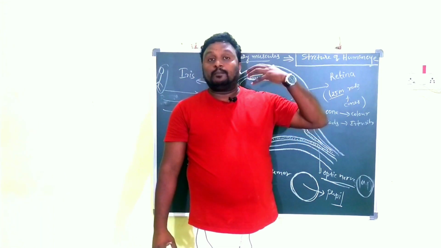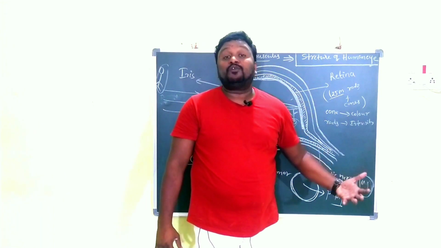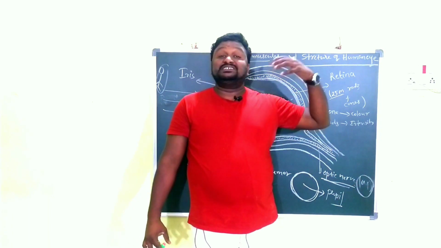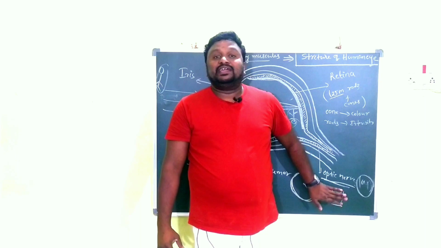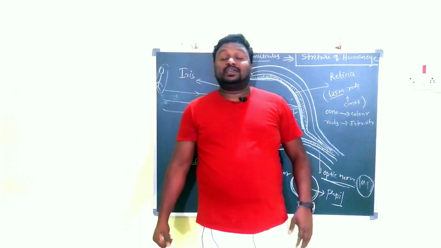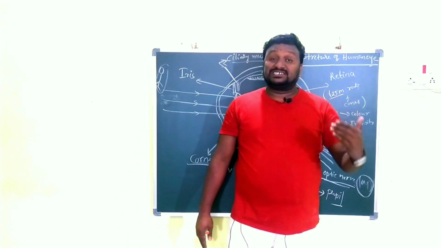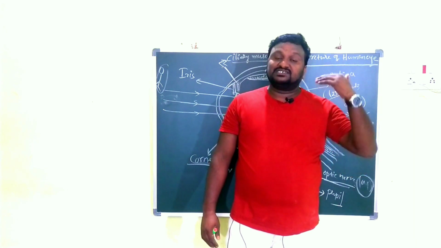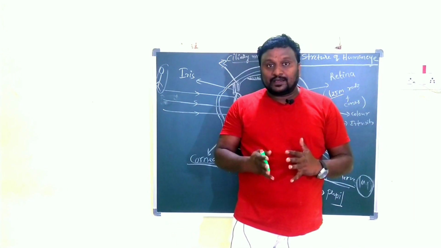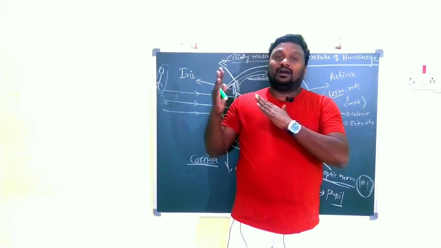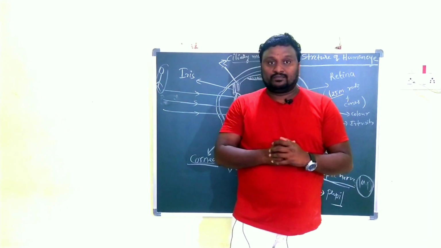That inverted image is again modified by the brain. So the 1 million optic nerves send the signals to the brain. The brain also sends signals to the retina. Then they form the image finally as it is, of the same size, same color. So this is simply the working or structure of the human eye.